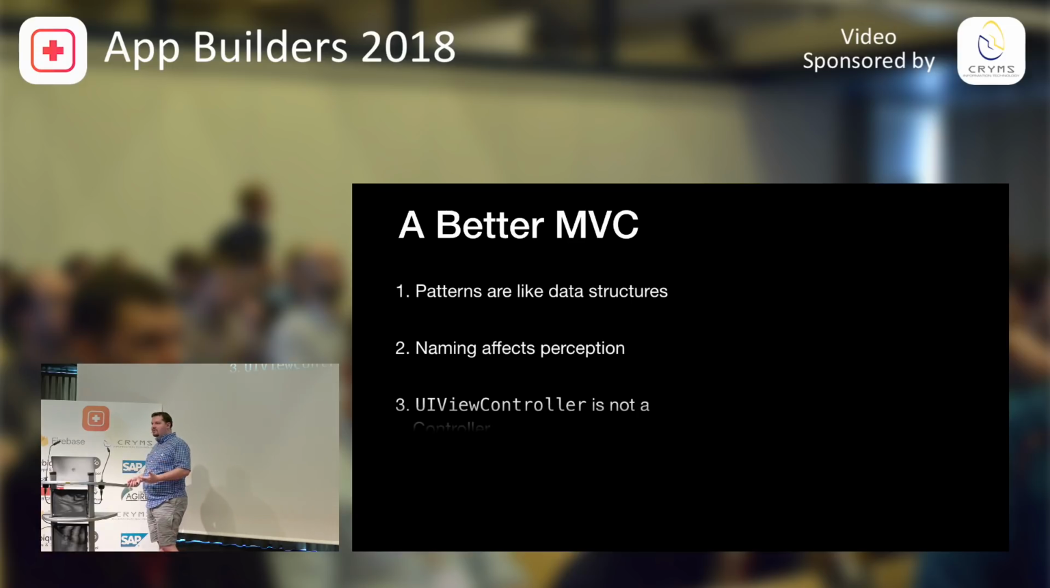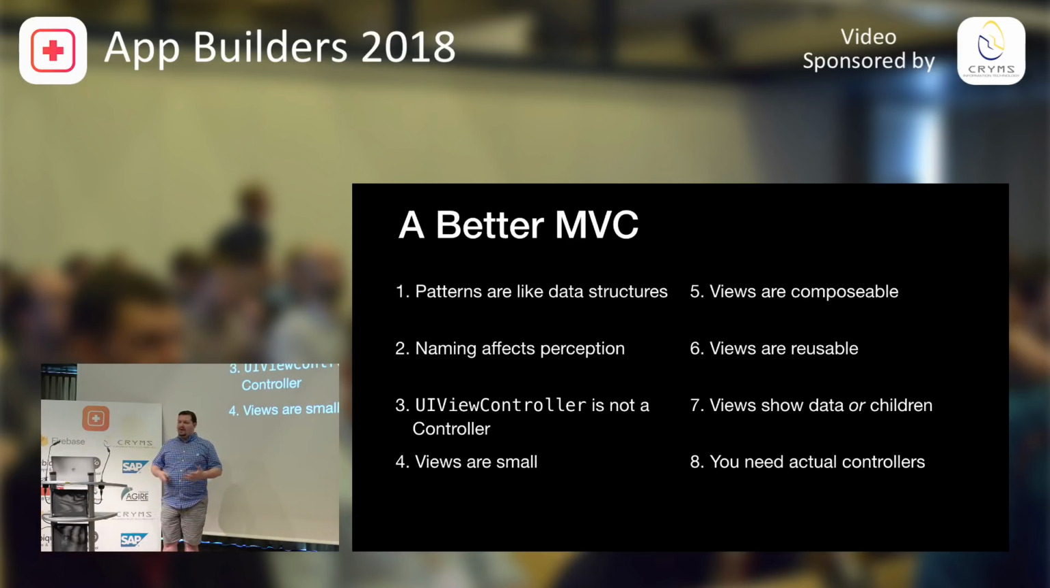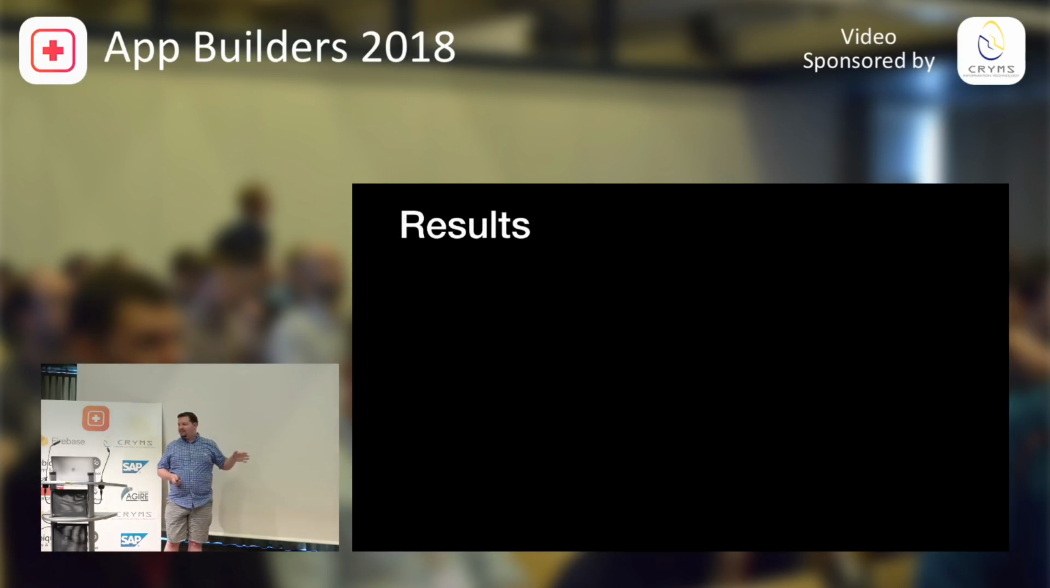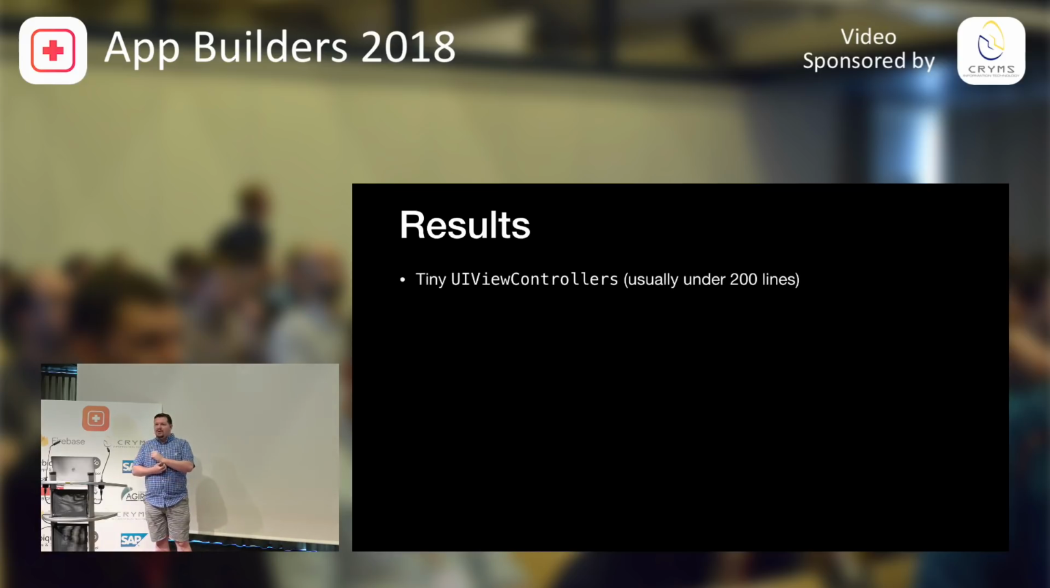We've made this series of observations: that patterns are like data structures, that UIViewController is not actually a controller in the MVC sense, that our view controllers and views should all be reusable, and that they should rely heavily on composition. When we apply all of these things to our apps, we end up with some really interesting results. We end up with really tiny view controllers. And when I say tiny, I really mean tiny.